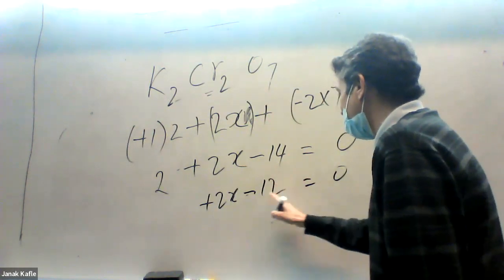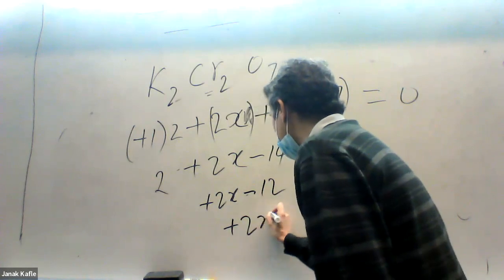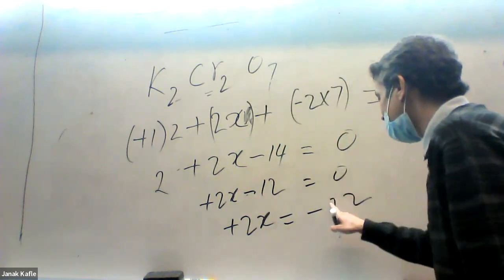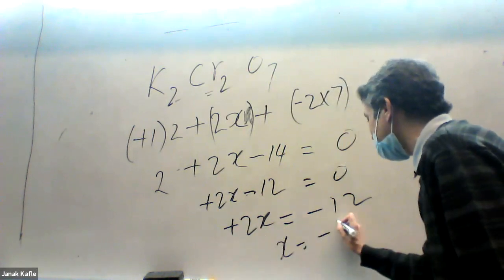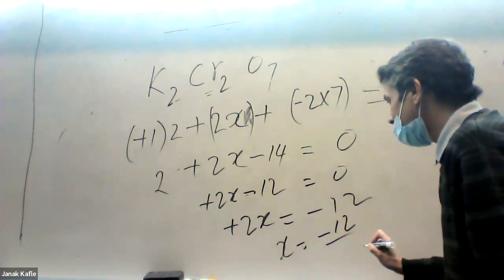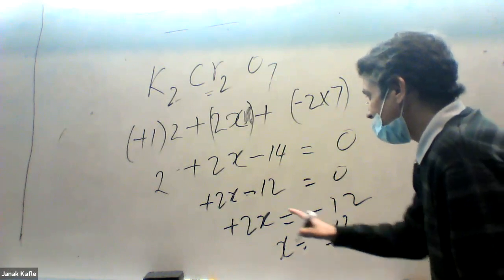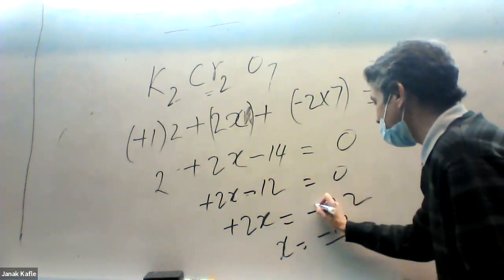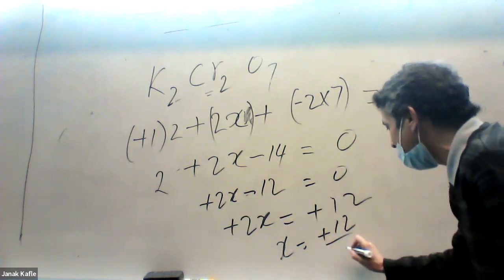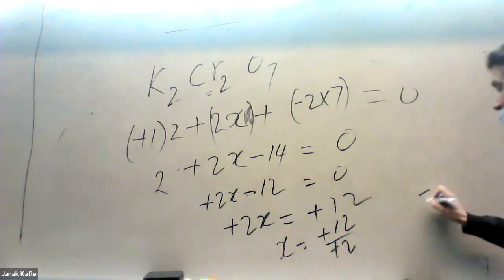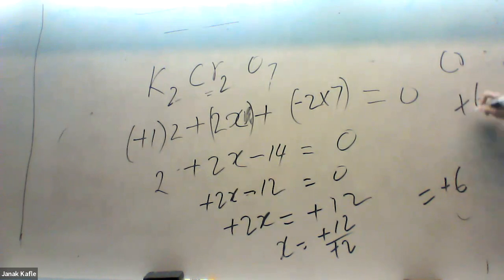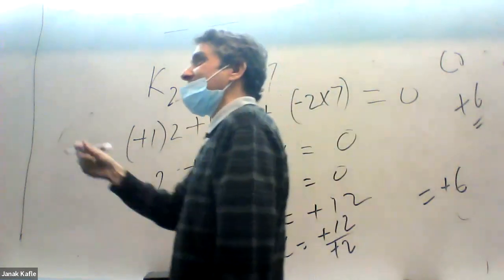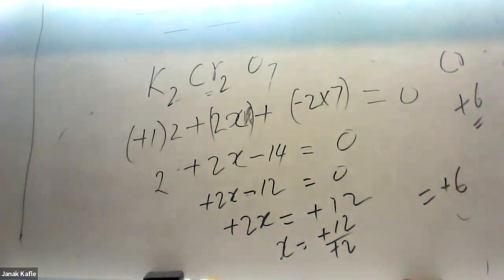Now take the 12 this way. So plus 2x equals 12, that is plus 12 comes this way, so x equals plus 12 by plus 2, right? So that is equal to 6, so +6. So Cr there is in the +6 oxidation state. So this chromium here has +6 charge, that means that. Everybody got that?